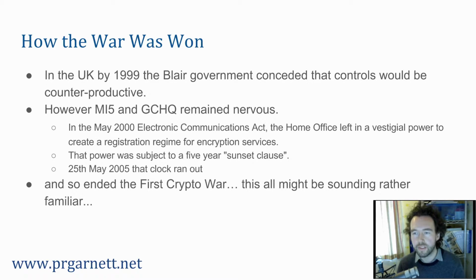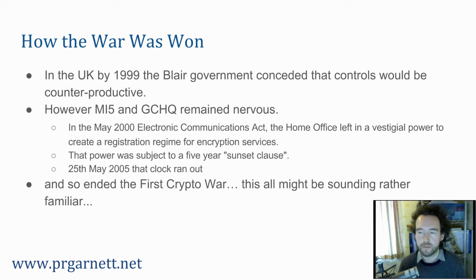Something similar happened in the UK. In 1999, the Blair government conceded that controls on encryption would essentially be counterproductive. MI5 and GCHQ were quite nervous about that, because they thought it would limit their ability to intercept communications. And in the May 2000 Electronic Communications Act, the Home Office left in the ability for them to create a registration regime for encryption services, something like a key escrow, essentially.